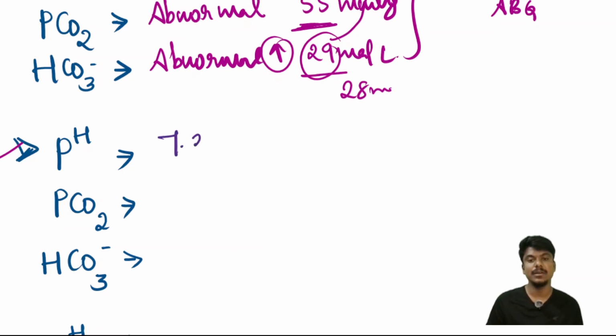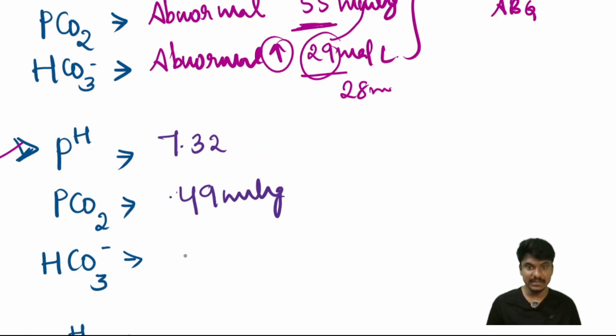Now pH is 7.32, and your PCO2, and I'm giving you the value of PCO2 as 49 mmHg, and bicarbonate is 20 milliequivalents per liter.